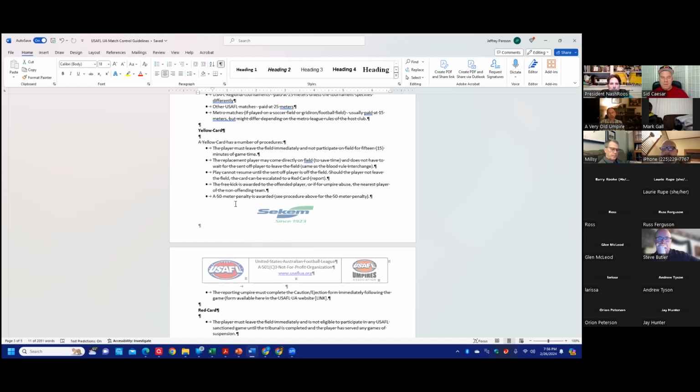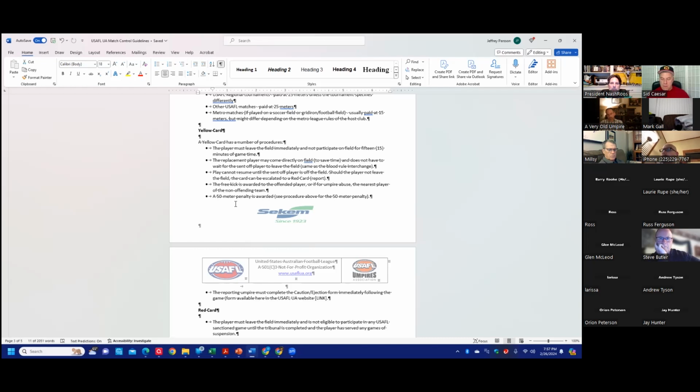The replacement player may come directly on field, which saves time, obviously, because we have running clocks. And they do not have to wait for the player being sent off to leave the field. It's the same as the blood rule, which we don't need to talk about today. Get that replacement player on straight away, don't waste time. The way you do that is like the basketball traveling signal. You just roll your hands and get the replacement player on straight away. Play cannot resume until the player sent off is off the field, however. You get the replacement on, and as soon as the player who is sent off is off the field, then you can resume play.